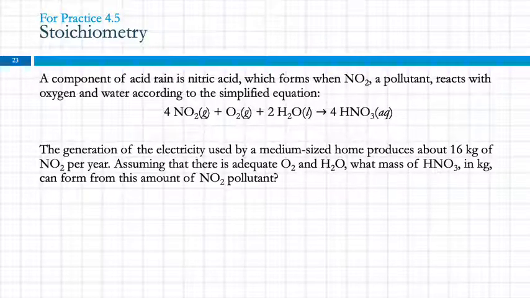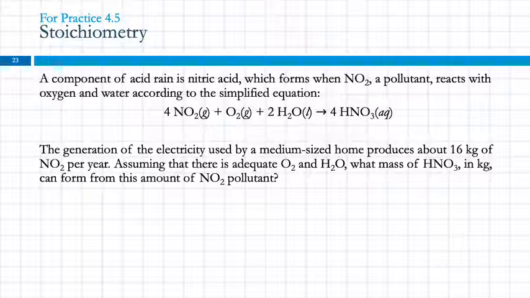Here's another example. A component of acid rain is nitric acid, which forms when NO2, a pollutant, reacts with oxygen and water according to the simplified equation. The generation of the electricity used by a medium-sized home produces about 16 kilograms of NO2 per year. Assuming that there's adequate oxygen and water, what mass of HNO3 in kilograms can form from this amount of NO2 pollutant? Okay, so there's a story hidden in there. We don't need the story to solve the problem. It's just trying to make it relevant.